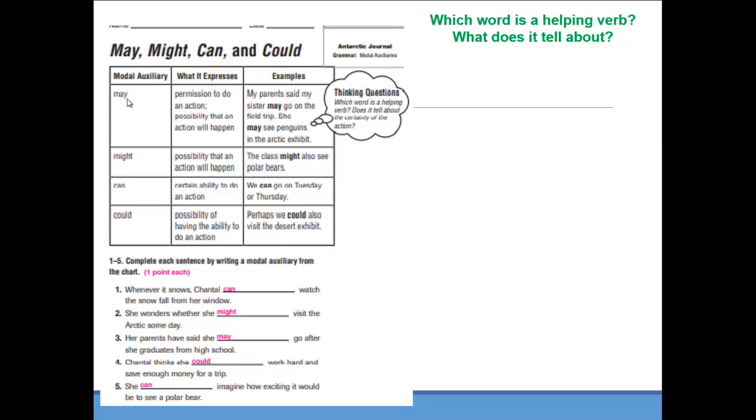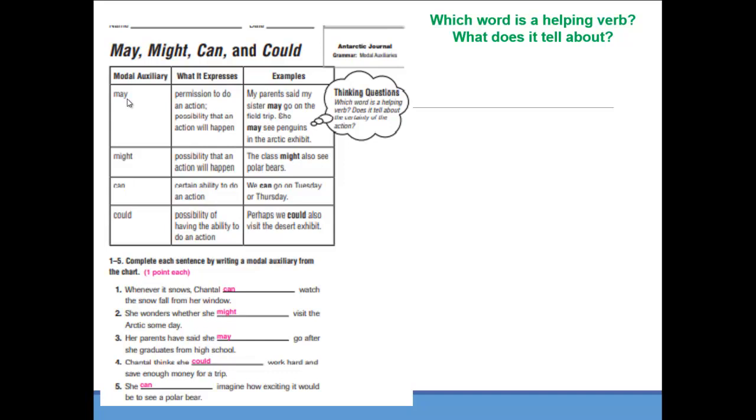Let's move on to the next verb, can. The verb can shows certain ability to do an action. It shows that there's an ability to do an action. You can do something. The subject is able to do something, not possibility. No, there is certain ability. You can do something. Something can be done. There is an ability for something to be done.